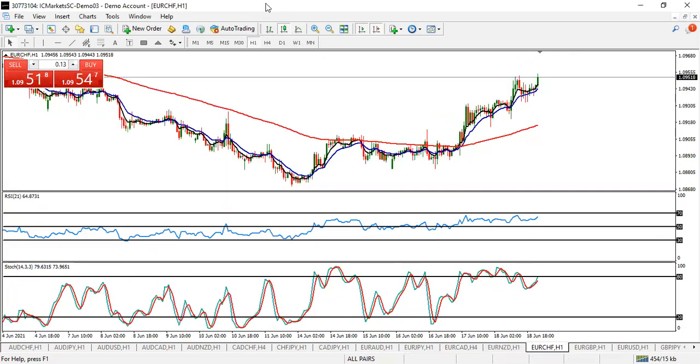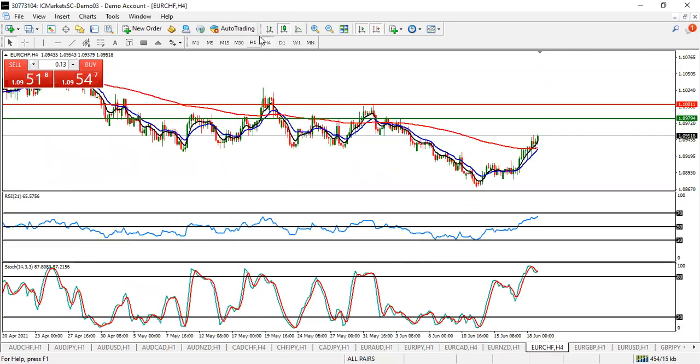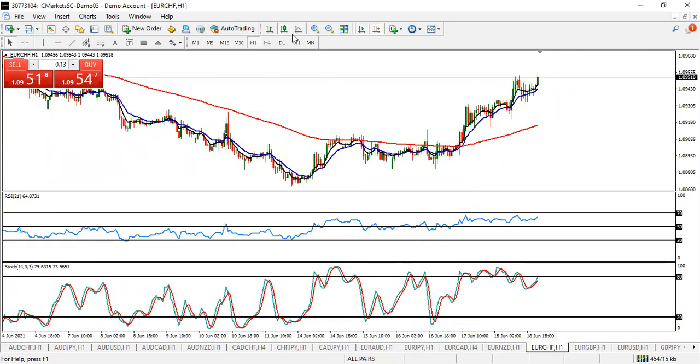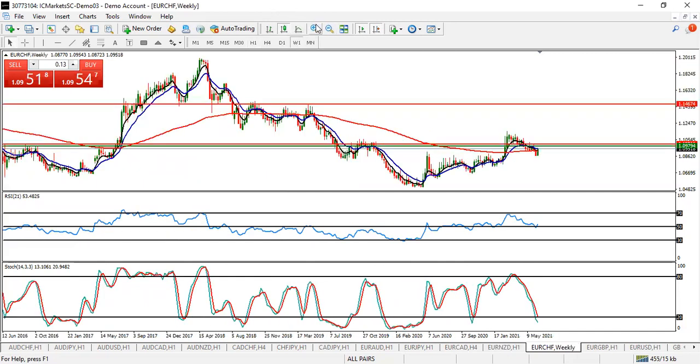Euro Swiss franc. Euro Swiss franc is also to the upside.